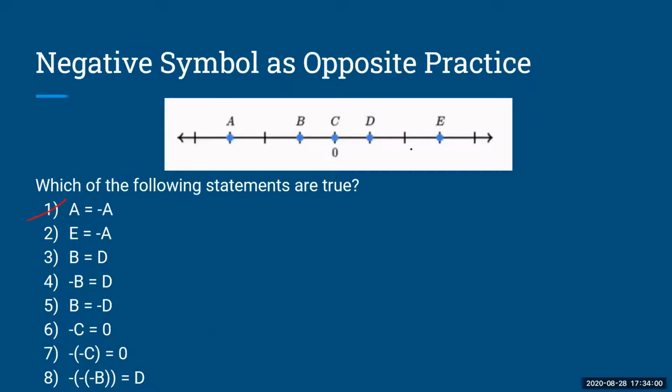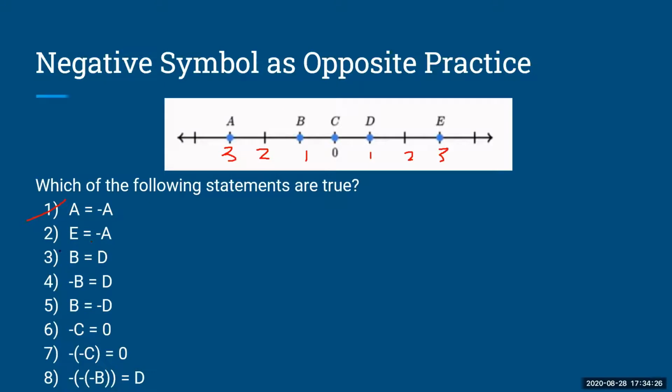Yeah. E equals negative A. Now that's true because notice how, so if I mark this out, 1, 2, 3, this is 1, 2, 3. A is 3 units away from 0, and E is also 3 units away from 0. So the same distance away from 0, but they're on the opposite sides of 0. So this is true. B is equal to D, same thing. They're both 1 unit away from 0, opposite sides. So this is true. Negative B equals D.